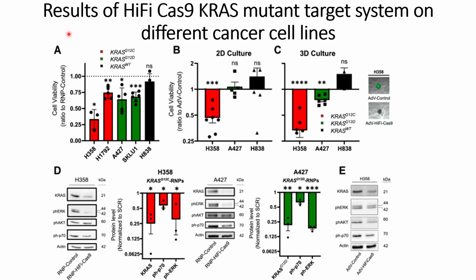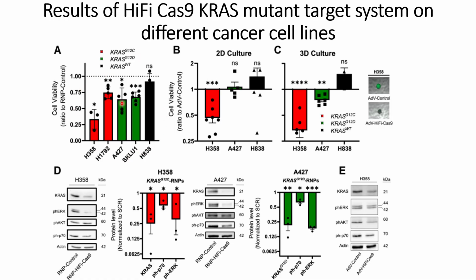In this video, we will discuss the results of the HiFi Cas9 KRAS mutant target system on different cancer cell lines. In the previous video, we discussed the development of this HiFi Cas9 system that can target the mutant KRAS but not the wild type KRAS. The guide RNAs that they selected in the previous experiment will be used on different cancer cell lines and in different models, such as the 2D culture model and 3D culture model, to check their efficiencies.